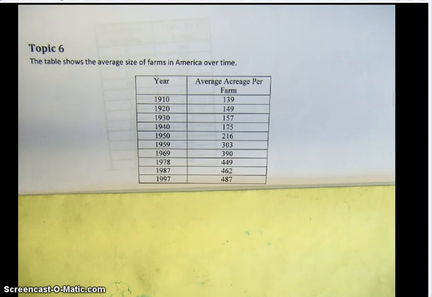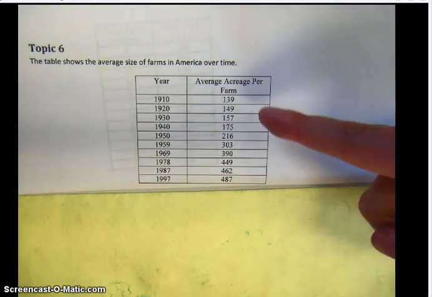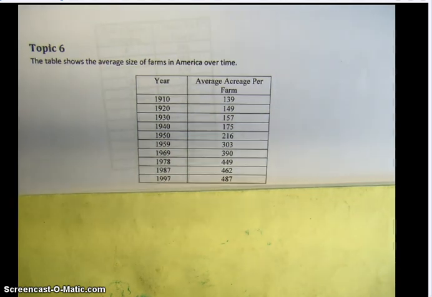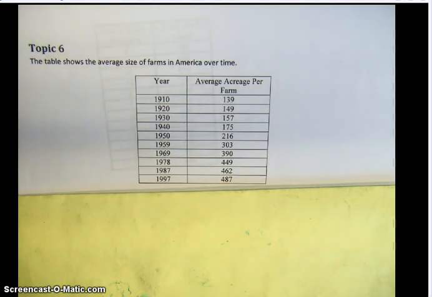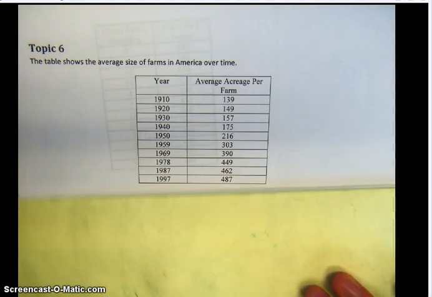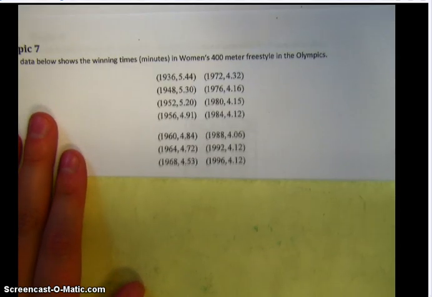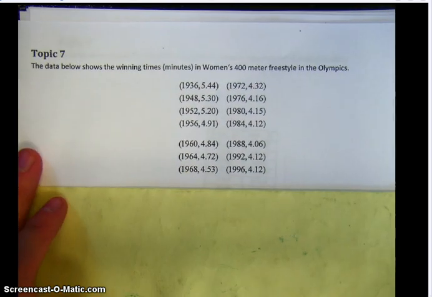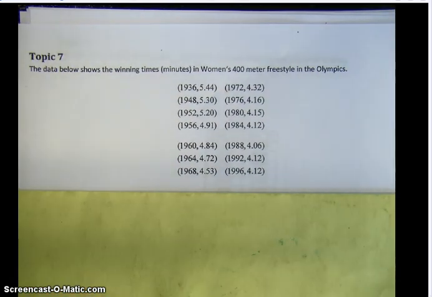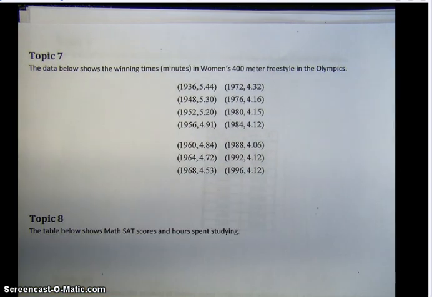And there's actually something really interesting. You can easily see here that it's getting bigger and bigger. So that's interesting, as you hear things about organic and factory farms and things like that. If you're interested in that kind of stuff, topic 6 is a good one for you. Topic 7 is looking at women's 400-meter freestyle in the Olympics. So this is swimming. If you are a swimmer, this is a really great topic for you.